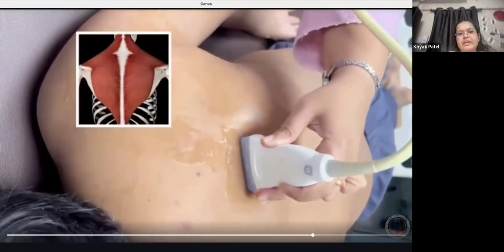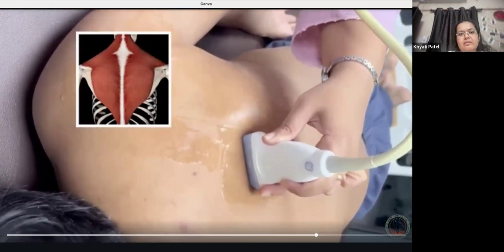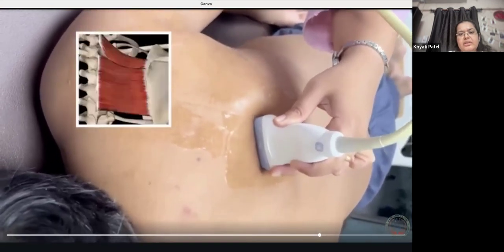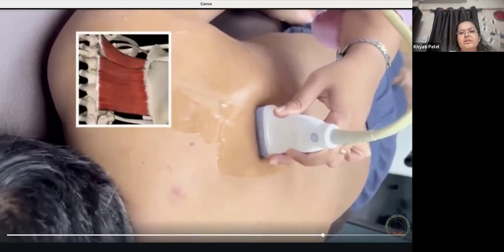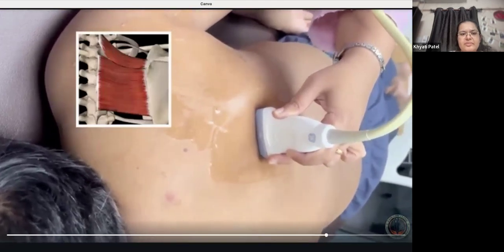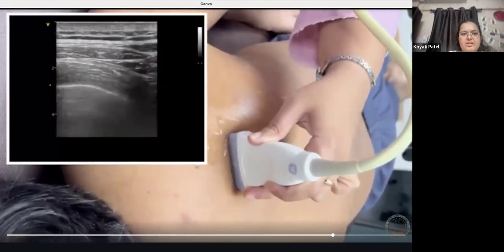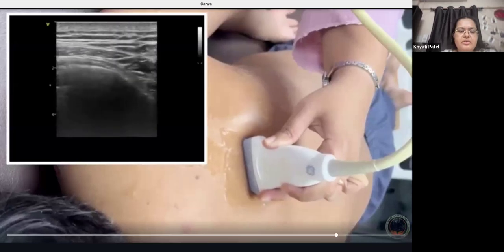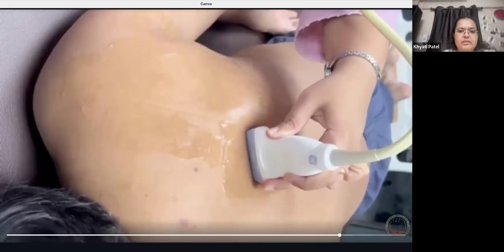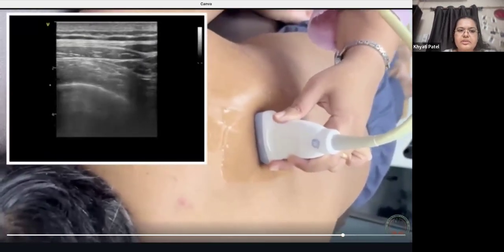Now coming to the midline, we can see rhomboids, trapezius, and beneath that will be the rhomboid. So here you can see trapezius, rhomboid, and then alternating ribs and pleural space.